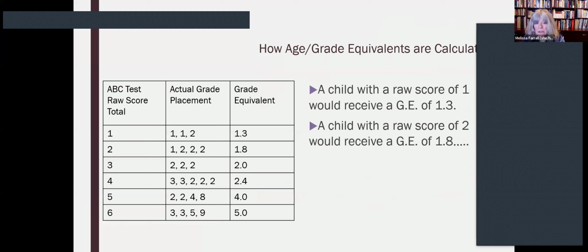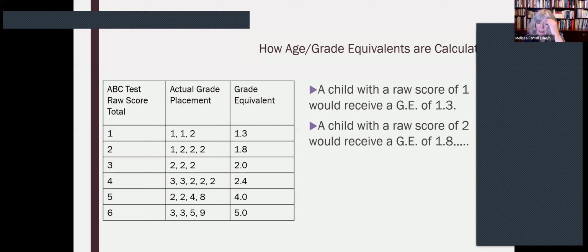Coming in at a 4.3 grade equivalent doesn't compare in any way to getting a 4.8 grade equivalent. Because of the way in which they're calculated, you can't compare grade equivalents from one test to another test because they have to do with that norming sample and that norming sample alone.